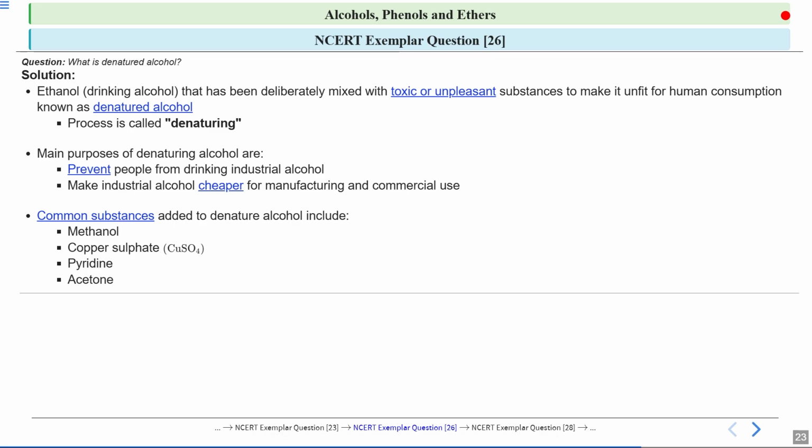If you have used nail polish remover, it contains acetone. If you smell it, it has a very strong smell. You can use this for the denaturing process, which makes it unfit for human consumption. So if you add these substances, you can denature the alcohol.